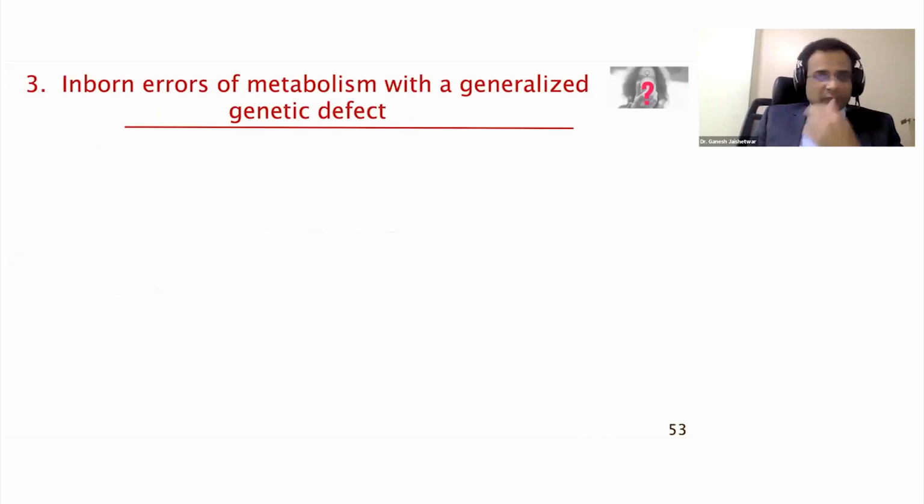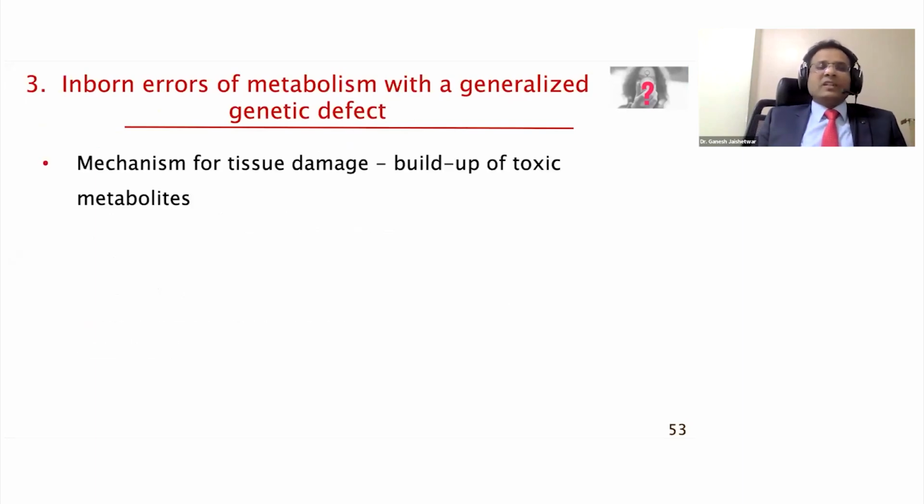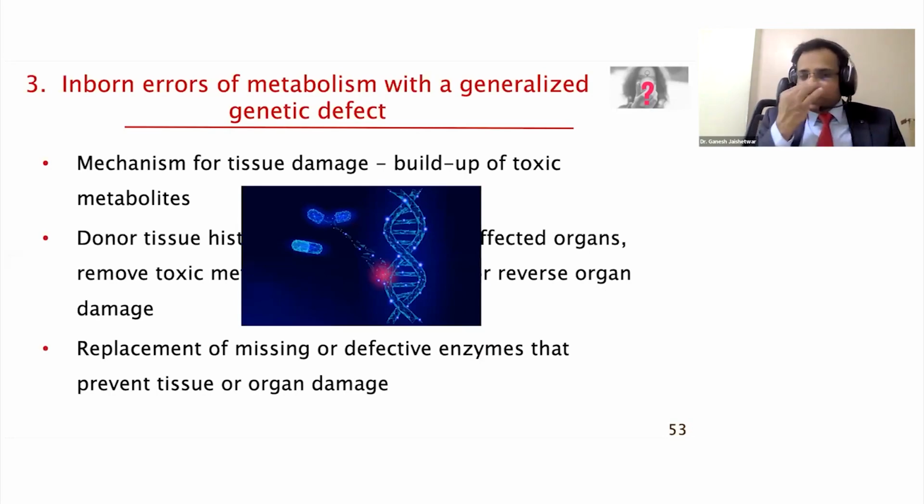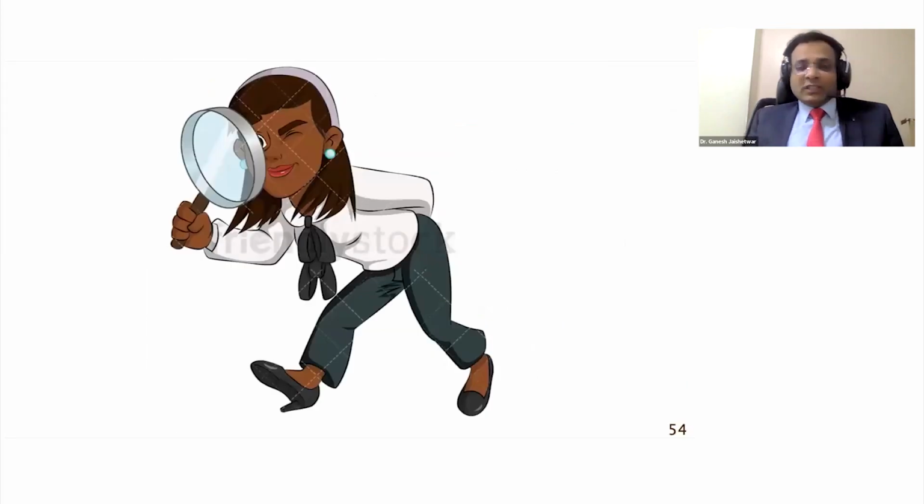pre-collected hematopoietic stem cells. So the third logic involves inborn errors of metabolism, where there is a generalized gene defect. What happens here, the tissue damage is because of buildup of toxic metabolites. So by doing the transplant, these donor tissue histiocytes repopulate the affected organ, remove the toxic metabolites, and can even eliminate or reverse the organ damage. And also it can replace the defective genes and enzymes, thereby preventing further organ damage. So this was the logic.